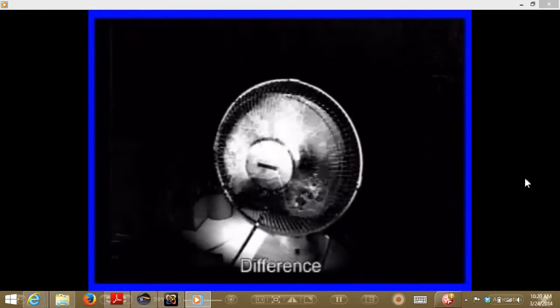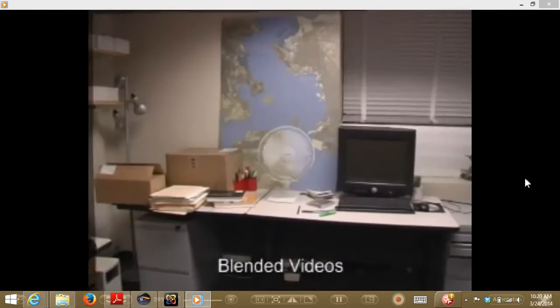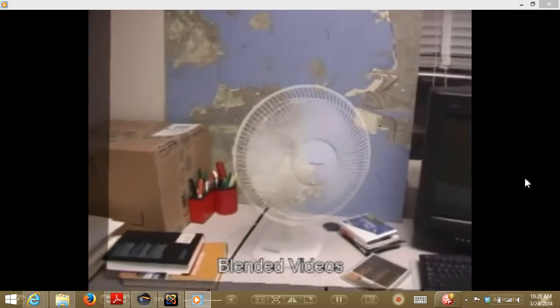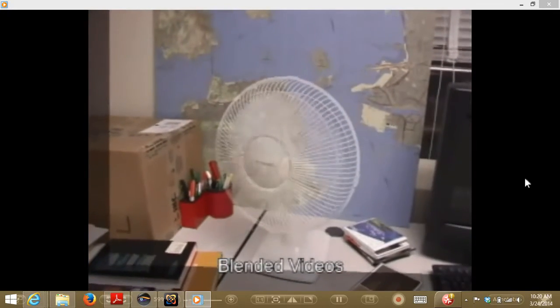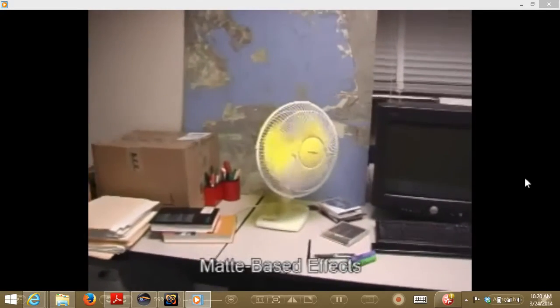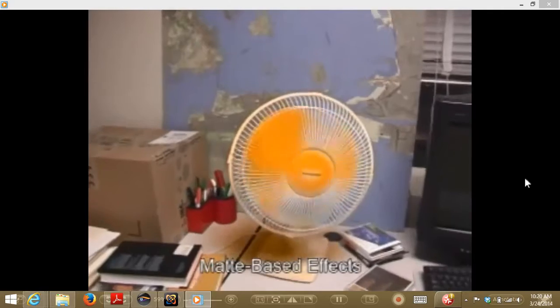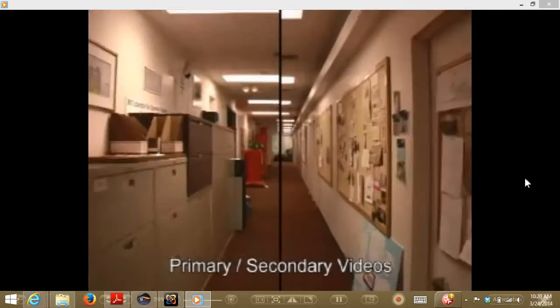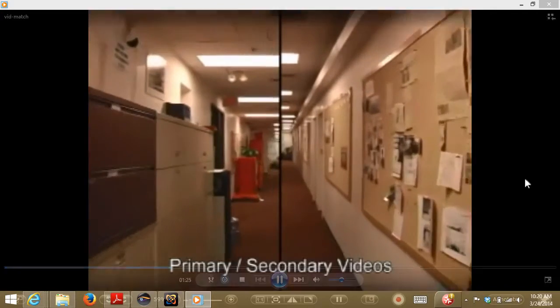So what they're going to do is say, okay, let me change the color channel of the fan, or let me remove the fan entirely. So here you can see the fan is turning yellow, because they're taking the difference image and changing the color of the pixels that correspond to the difference image. And then they can start to remove things entirely. So they do this again.